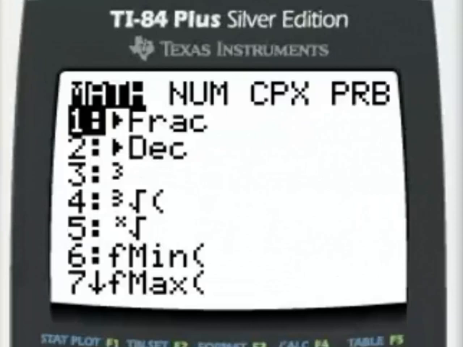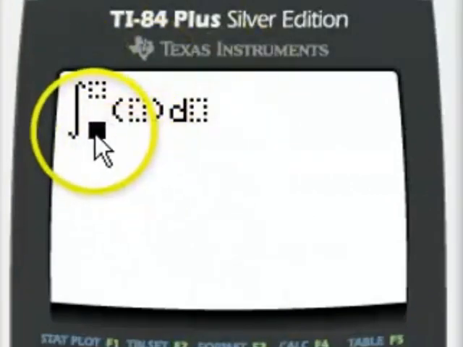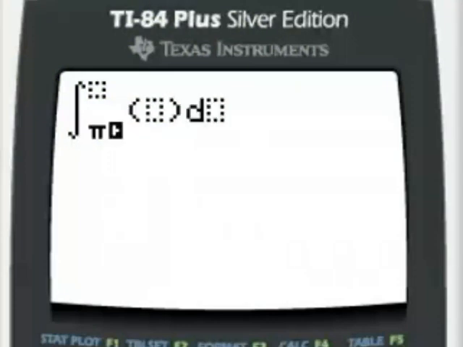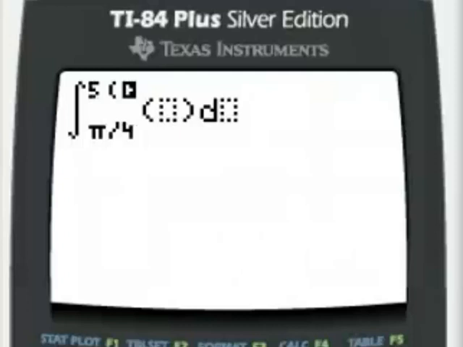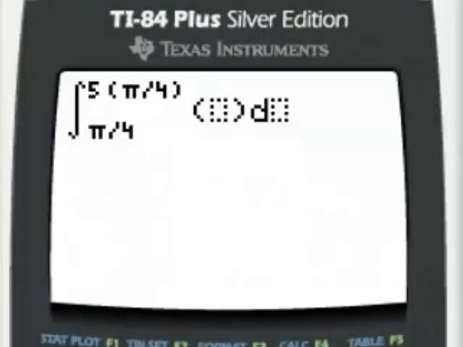We hit math. We choose number 9, and that brings this up. Our lower limit of integration was pi over 4. We said our upper limit of integration was, let's do this, 5, we'll do parentheses, times pi over 4. I'm a big advocate of putting parentheses everywhere.